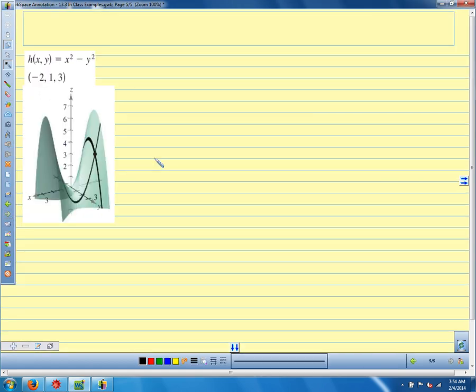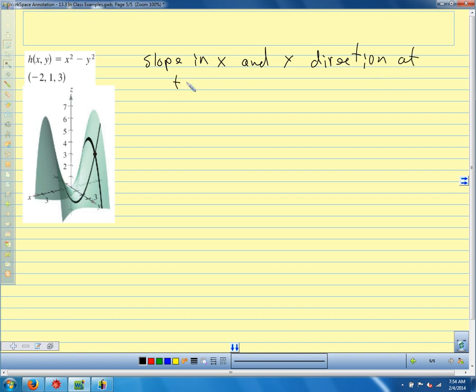All right. So here's our surface for this one, and for this example, we want the slope in the x direction at the point. So we want the slope in the x direction and the y direction at this particular point. So there's our graph of our surface. Before we do anything, what's the problem asking us to do? It's asking for the slope of this in the x direction. Partial derivative with respect to x, partial derivative with respect to y.